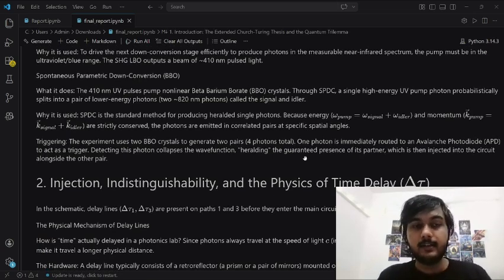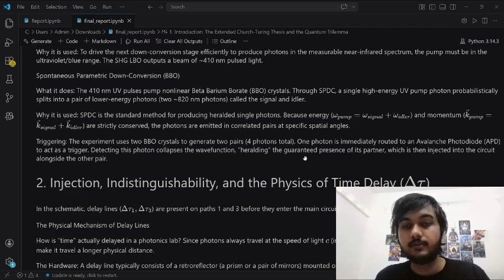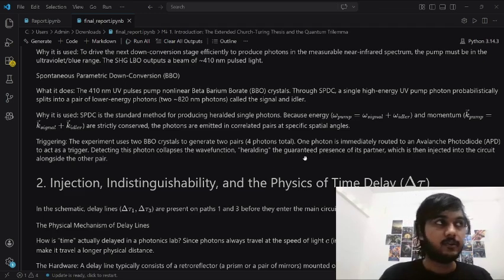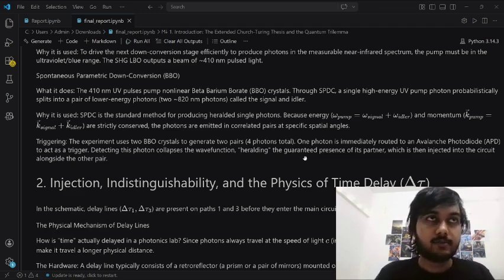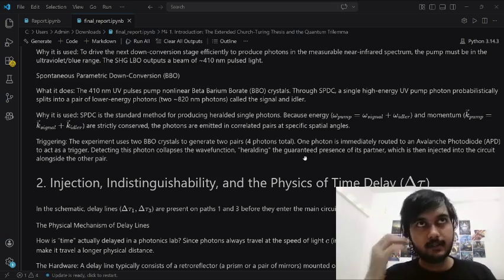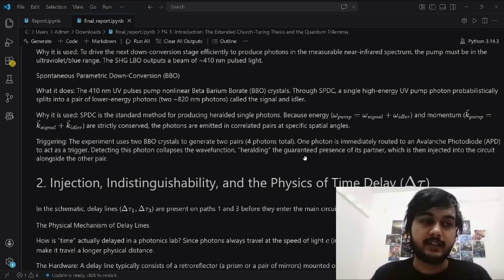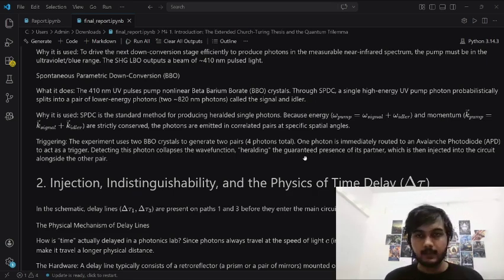Experimentally, they use two BBO crystals to generate two pairs, so four photons in total. One photon is used as a trigger so that we know the photons are going into the setup. This is to prevent some noise. If we keep the setup open all the time, the noise can affect it. So we just open it at the time when we detect the trigger photon.